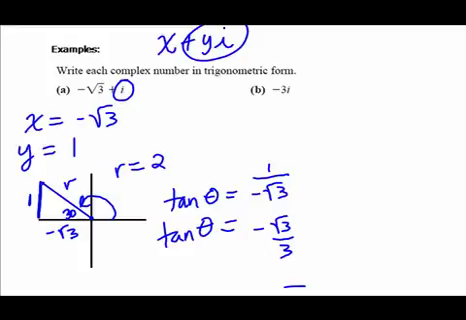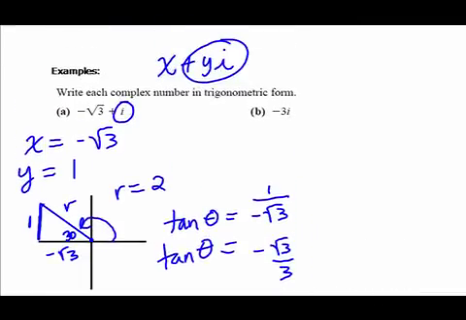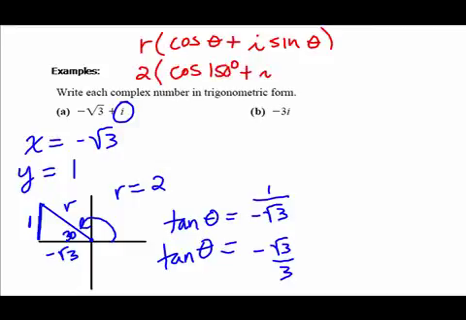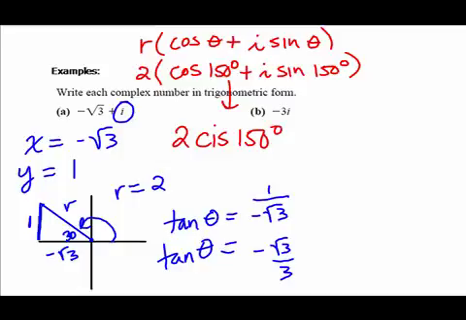Now I have everything that I need. How do I write my final answer? Here's the polar form. The answer to letter A would be, remember, it's r times the quantity cosine theta plus i sine theta. You'll write 2 times the quantity cosine 150 plus i sine 150. Or shorthand would look like what? 2 cis 150. Good. There's the polar form of that complex number. Make sense?